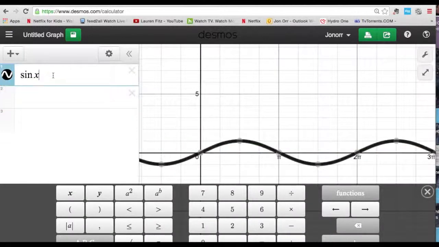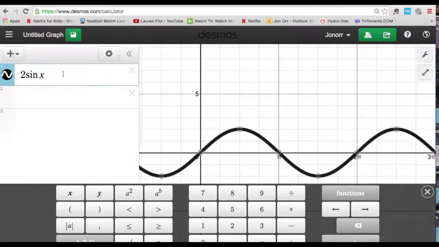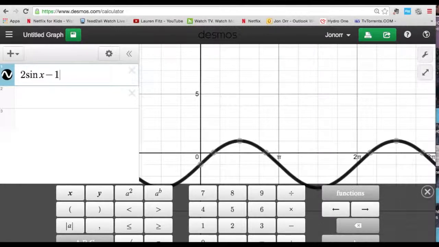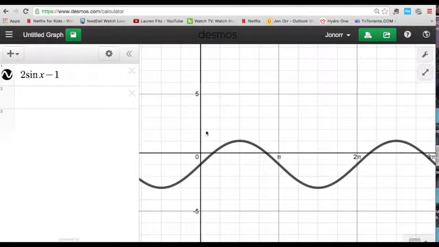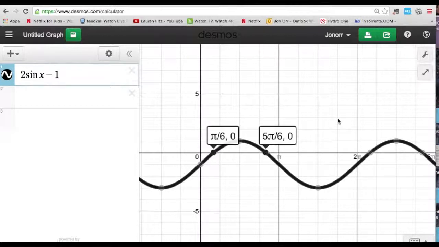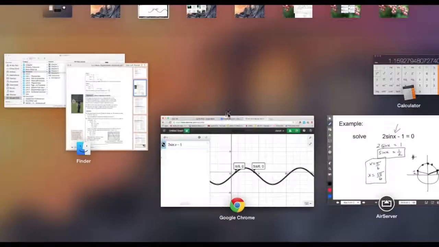Now if I look at it in the original format, I've got 2 sine x minus 1, and I want to know when that equals 0. So here's the graph. Notice it's got a stretch of 2, it's been shifted down 1. Here's where it equals 0. So same solutions to that original function. Okay, we've got one more example to look at.